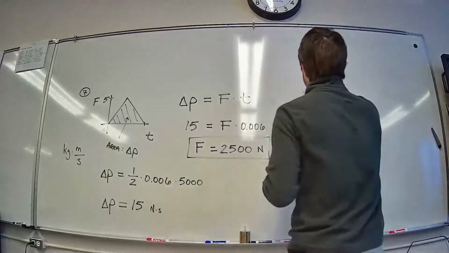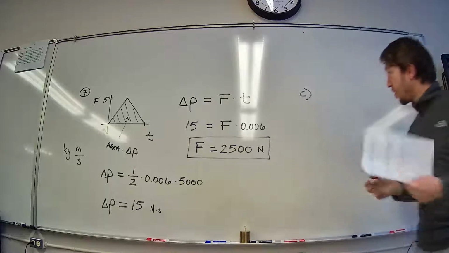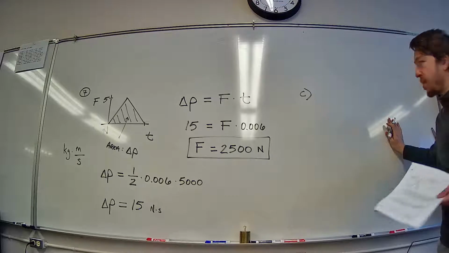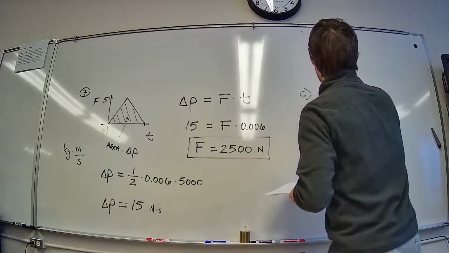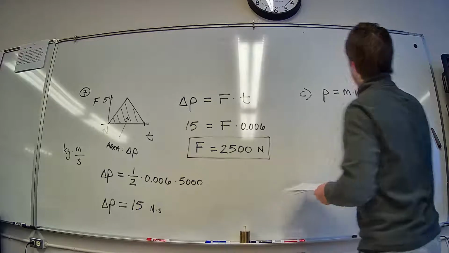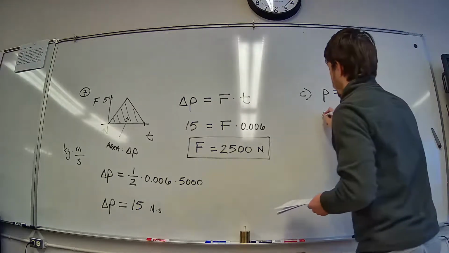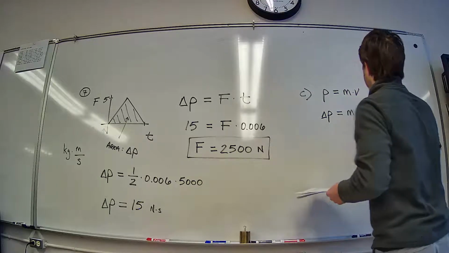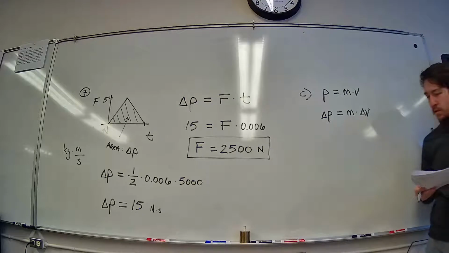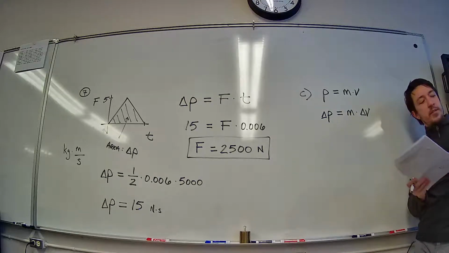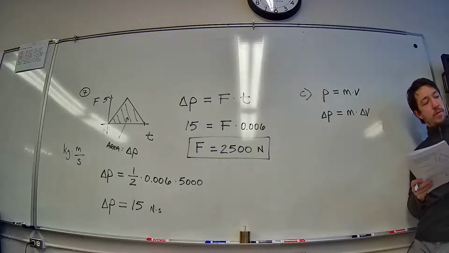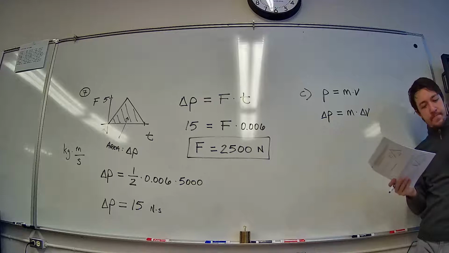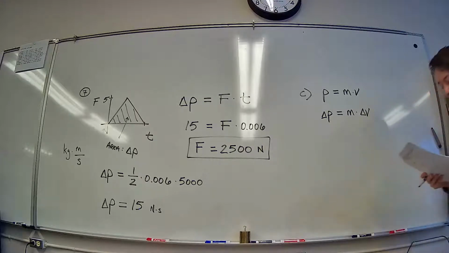So for part C, what formula do you think we're going to start with? Yep, P equals, the definition of momentum. The momentum is the mass times the velocity, which means that the change in momentum is equal to the mass times the change in velocity. Now here's where we have to be really super duper careful about negatives and positives, okay?